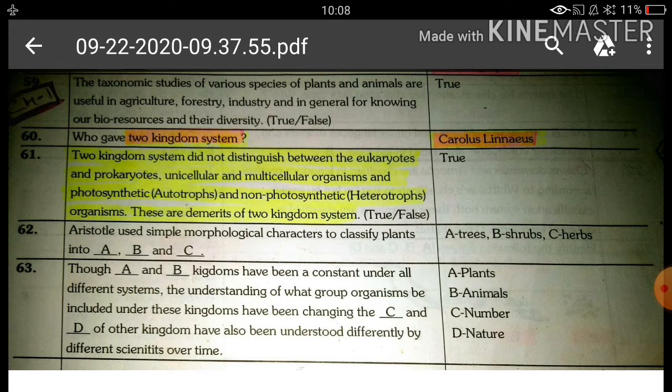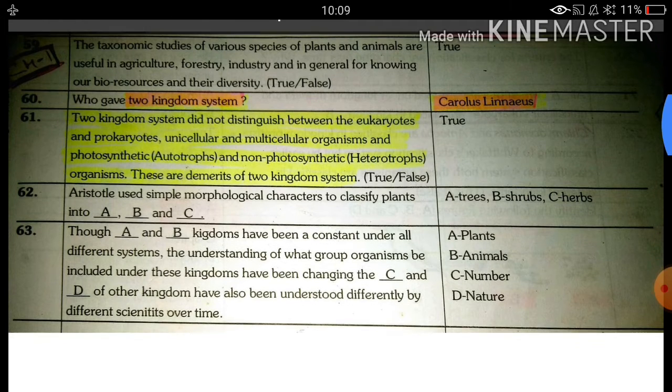Let's start. The taxonomic studies of various species of plants and animals are useful in agriculture, forestry, industry, and in general for knowing our bioresources and their diversity. Is it true? Yes, this is true.